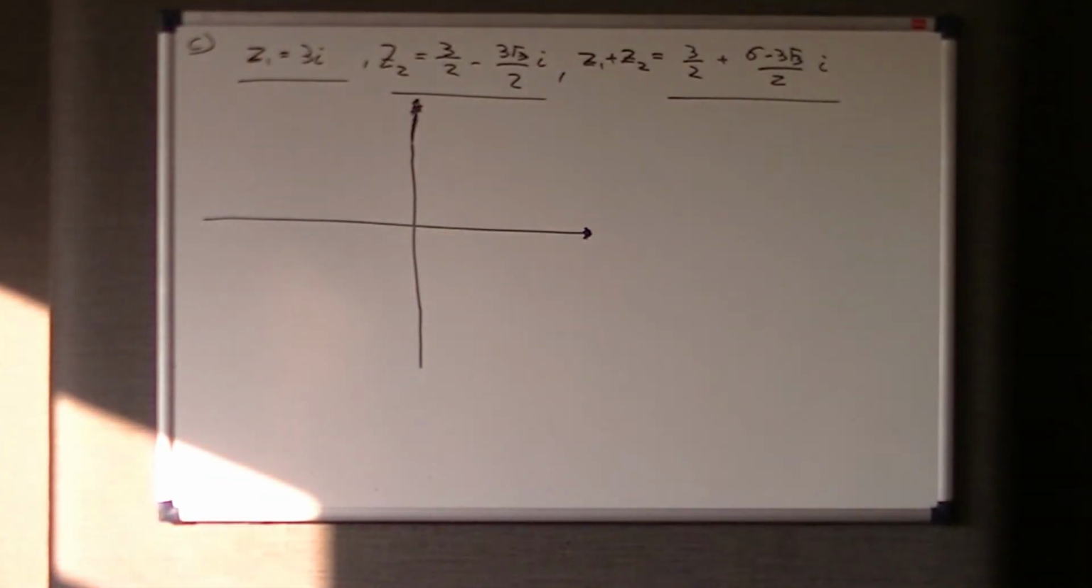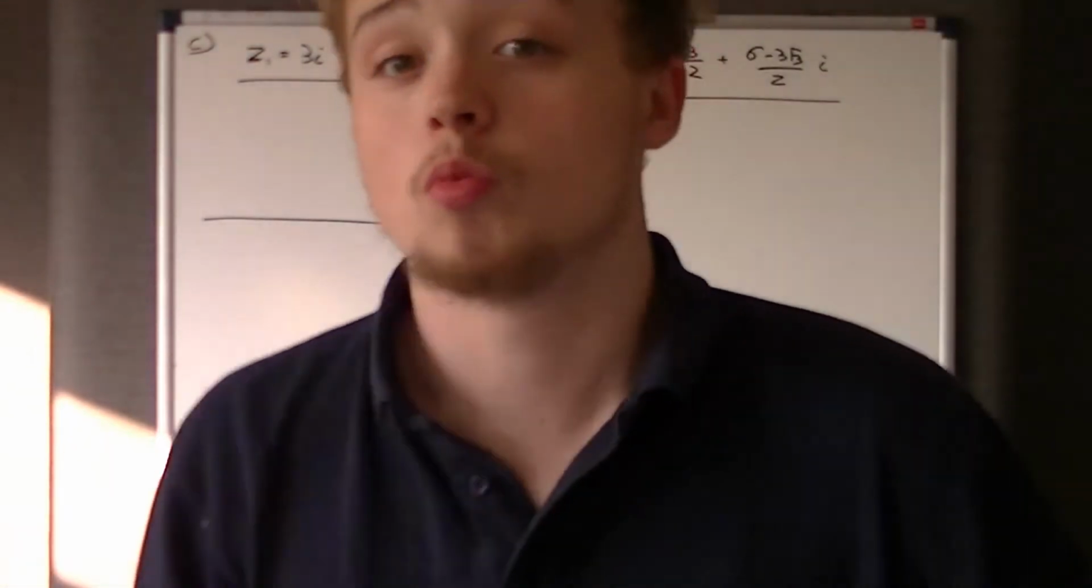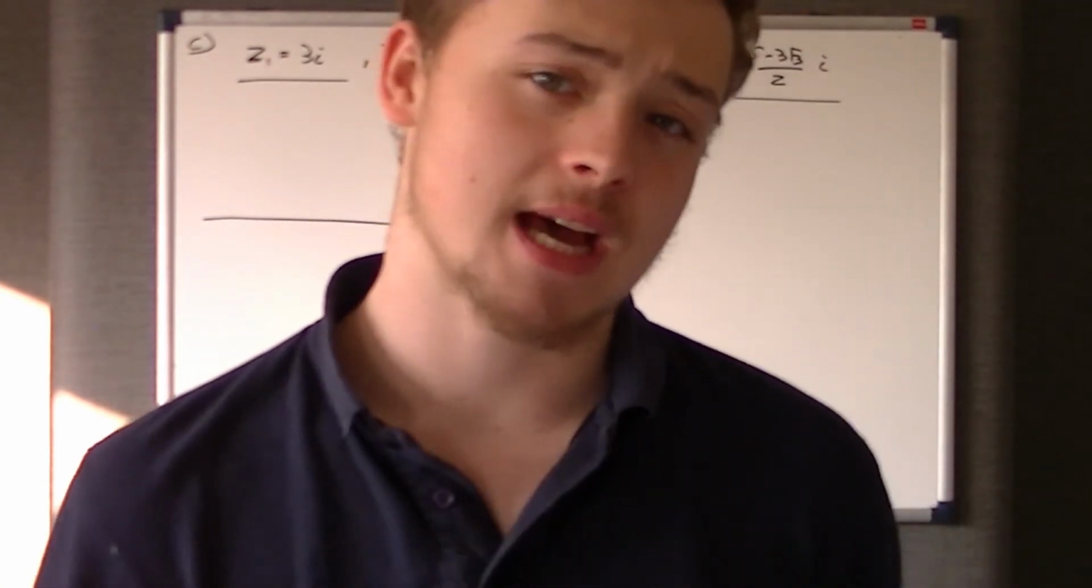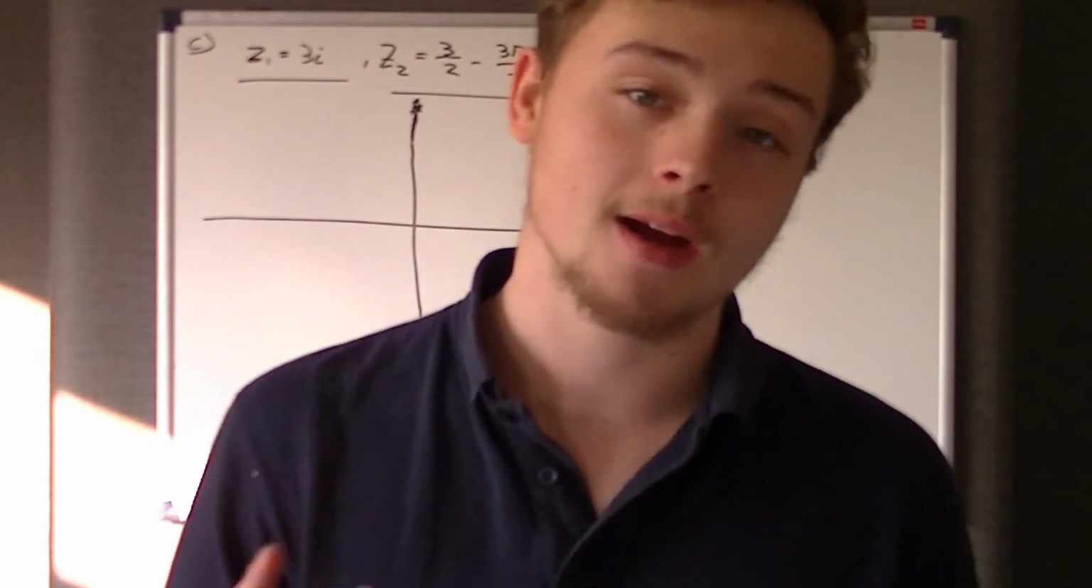Now it says on a single Argand diagram, so they all need to be on the same one. That's essentially what that means. That's the difficult maths out of the way. But what I want to get across here is we don't have to draw any angles. In other words, we don't have to work out the argument of anything.